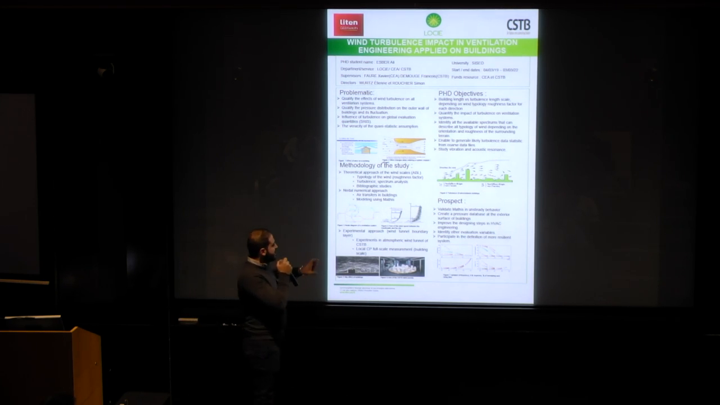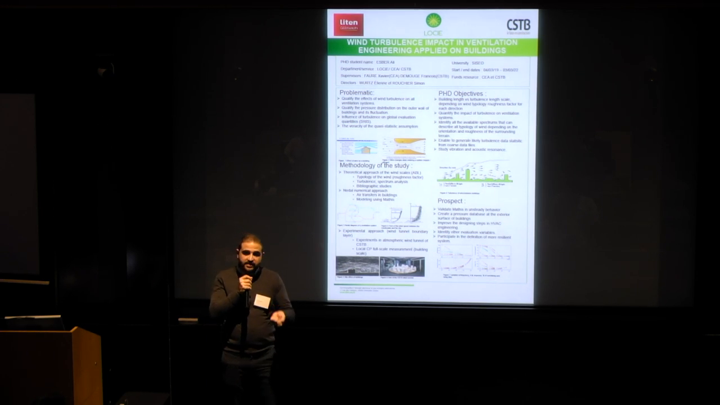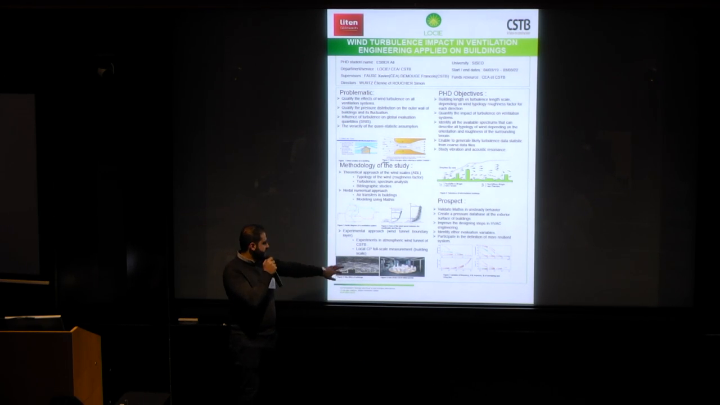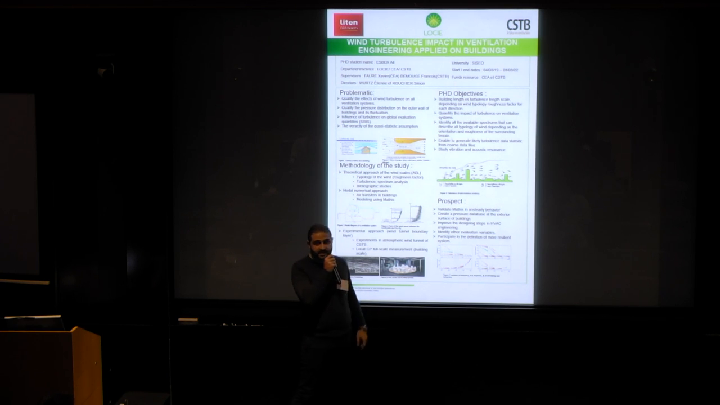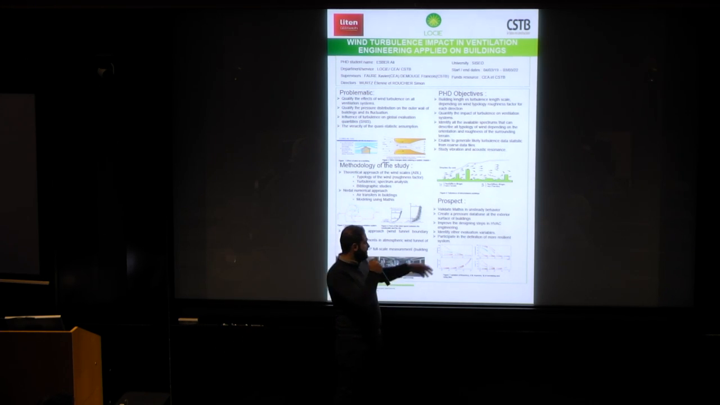After that, we will make a coupling between the experimental study and the simulation generated by the spectrum. Then we will have results that can be added to this spectrum to describe the real effect of the wind. The prospect is to validate MATIS in unsteady behavior, create a pressure database of the exterior surface gathered from the experiments in the wind tunnel, improve the designing step in HVAC engineering, and identify other evaluations so that we can participate in a more resilient system.